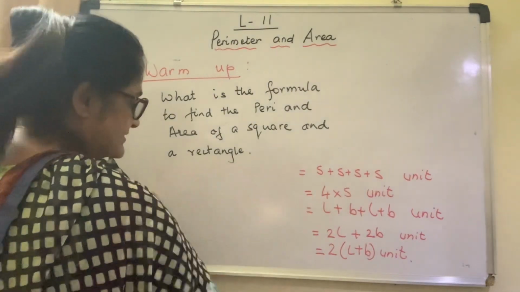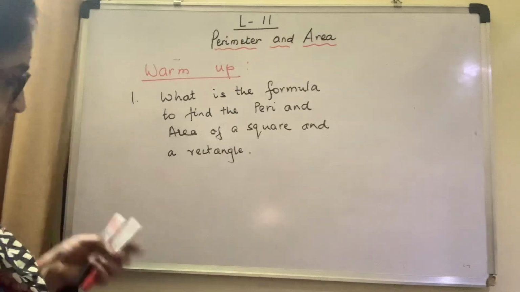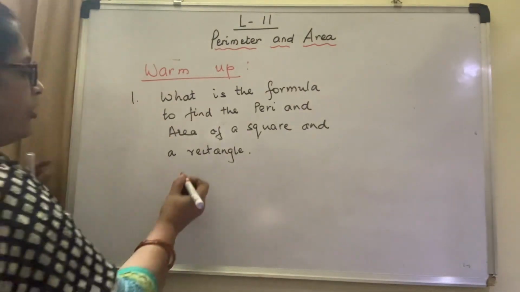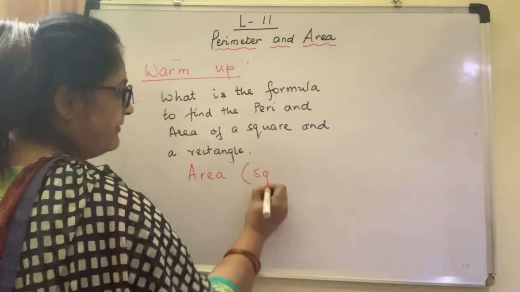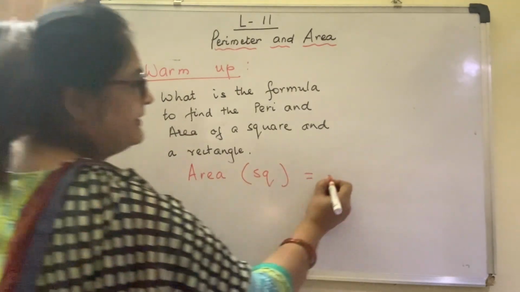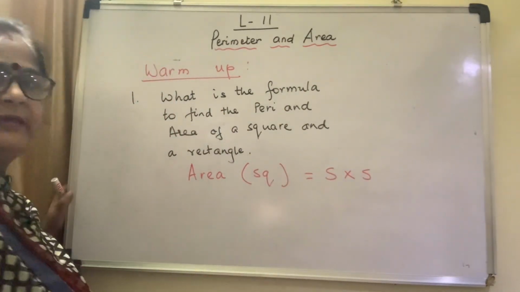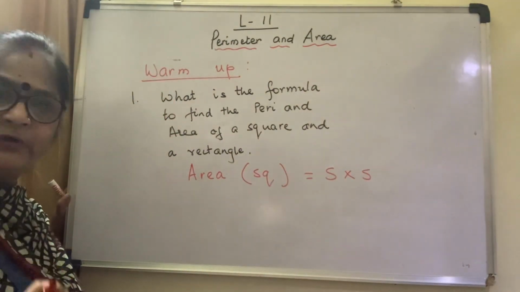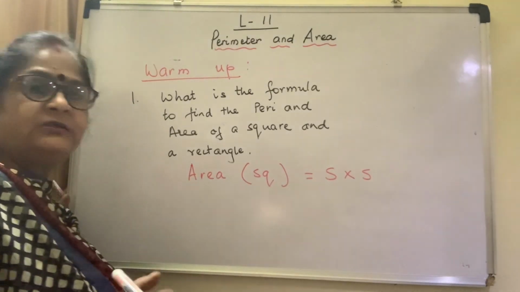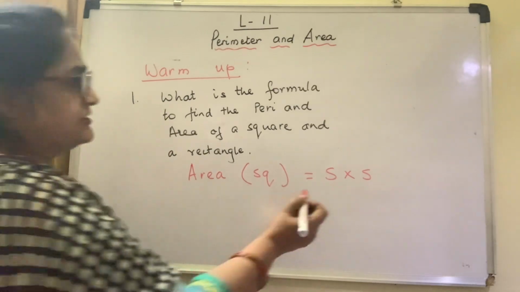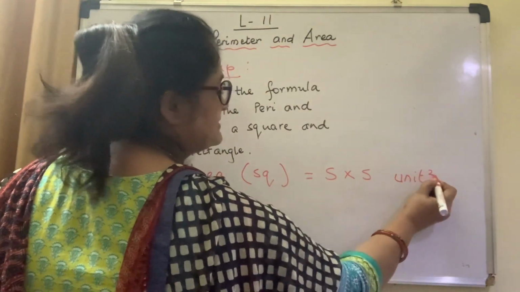Area of a square and a rectangle. Now, area of a square is given by side multiplied by side. Area is always a product. You have to multiply. It is the product of its dimensions. So, side multiplied by side, unit square.